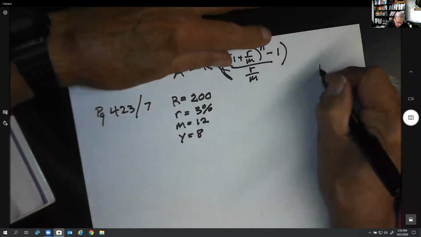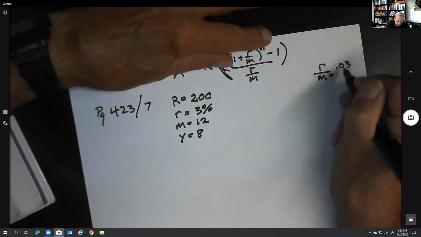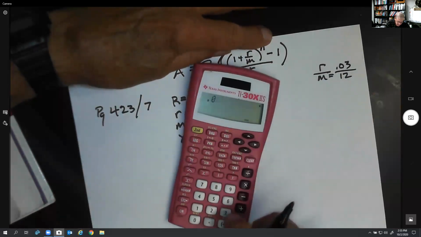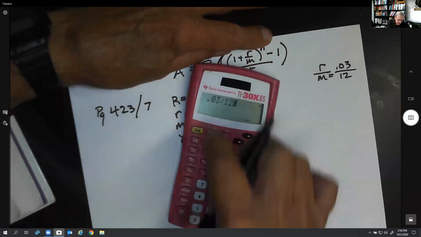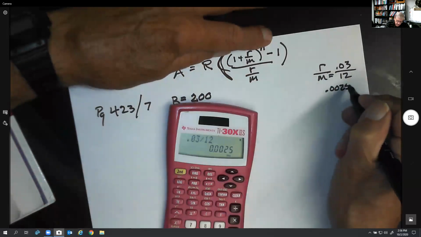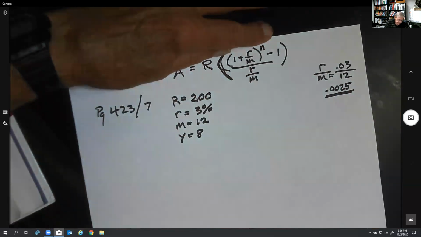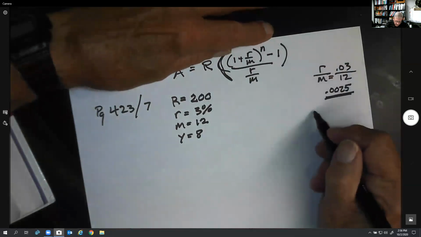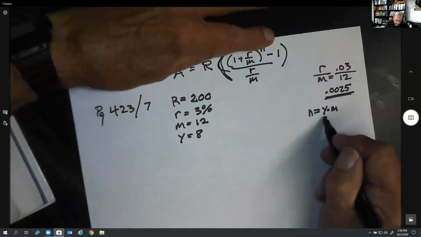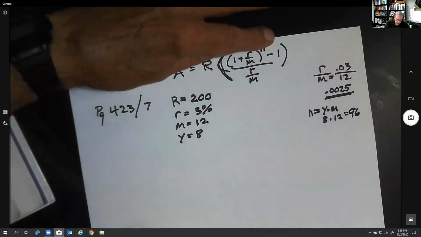Okay. So let's take some of this stuff and figure out something. First, we want our R over M. So what is that? That's 0.03 over 12. I think we just did that, but let's try it again, make sure we didn't make any mistakes. This is very important that you change the 3% to a decimal, because that's usually where most students make their mistake. They write it as 0.25 or weird stuff. Okay, next we want to find N. N equals the number of years times the number of months. 8 years, 12 months in a year, 96. That's what N is going to be.